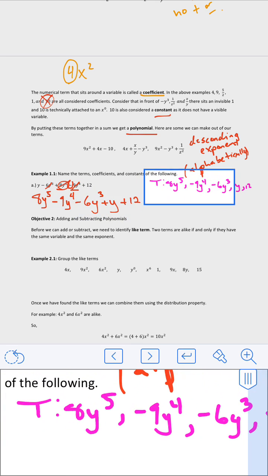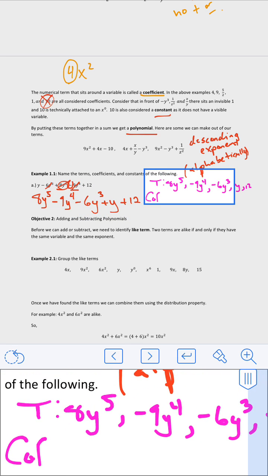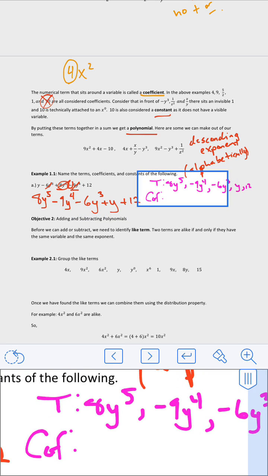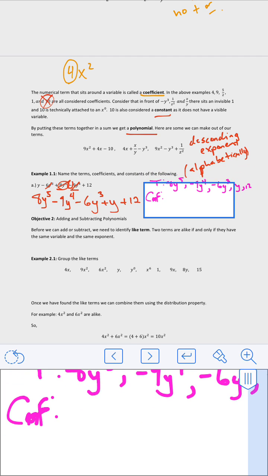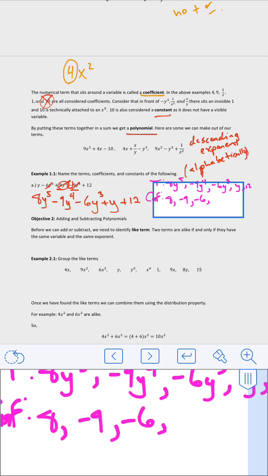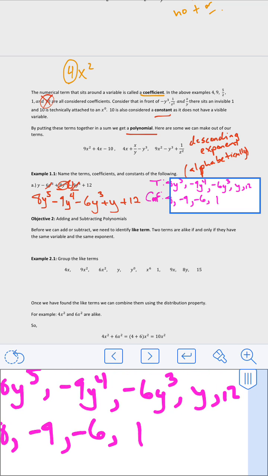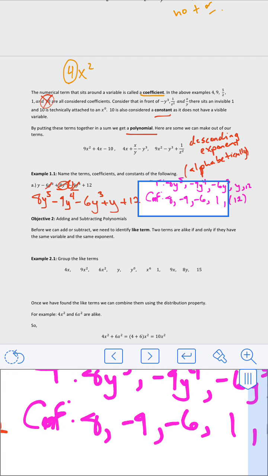Cool. Let's talk about the coefficients. Remember, we're going to do everything that sits in front of a variable. So 8, negative 9, negative 6, y's got a 1 in front of it, right? Now we could say 12 maybe, right? We wouldn't be wrong, but we also wouldn't be right. It depends on the person you're talking to. Really, though, those are our 4 coefficients: 8, negative 9, negative 6, and 1.